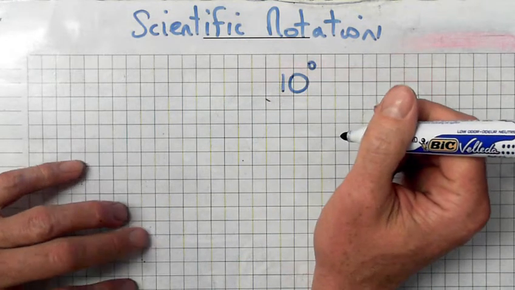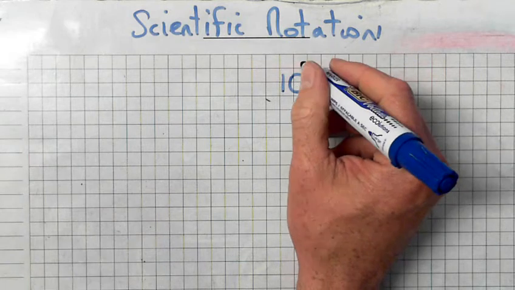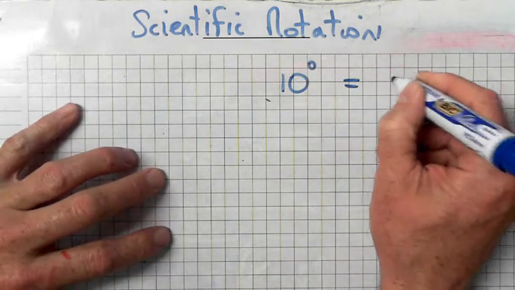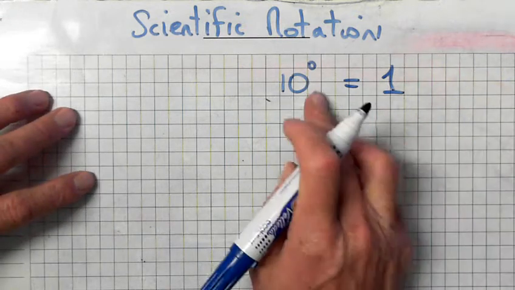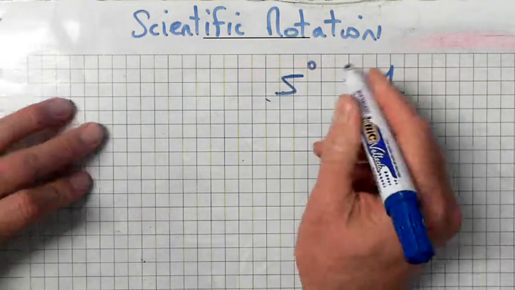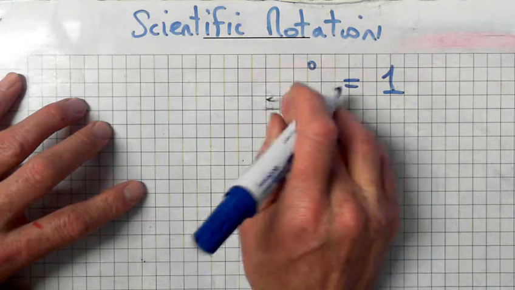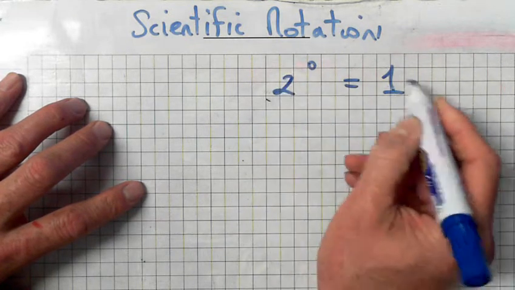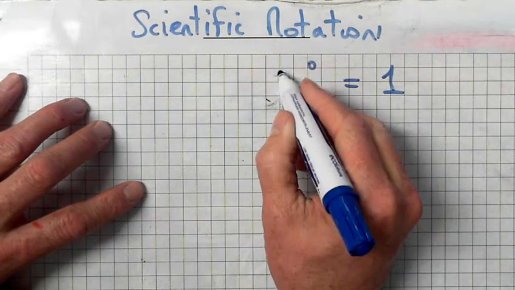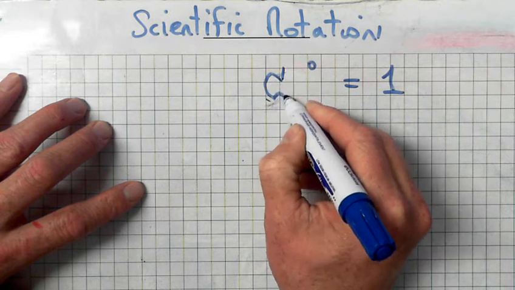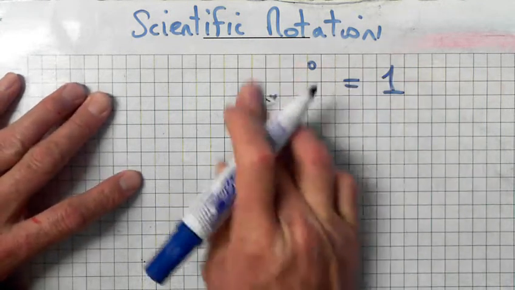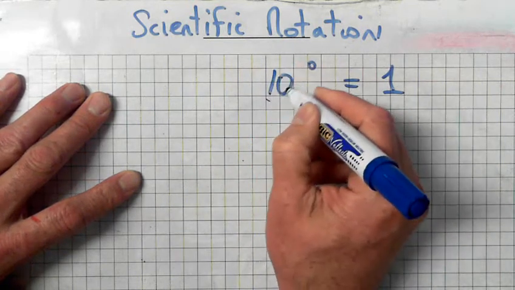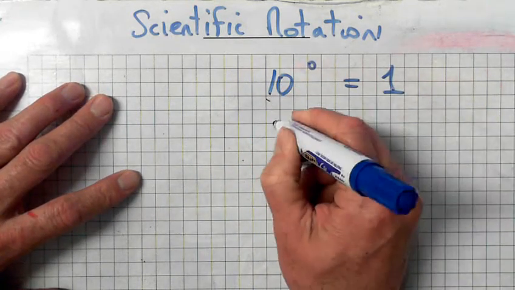Ten to the power 0. So anything to the power of 0 is equal to 1. So for example, 5 to the power 0 is 1. 2 to the power 0 is 1. An apple to the power of 0 is 1. But for the moment we'll stick with 10 to the power 0 is equal to 1.